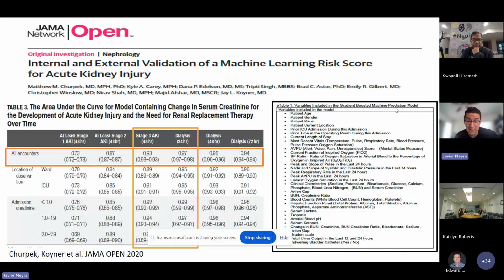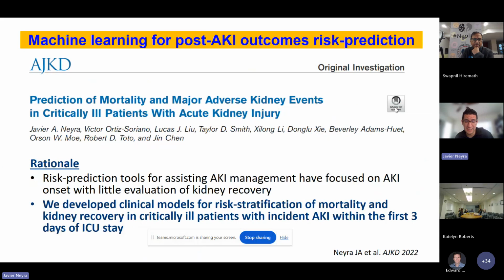Because you can have a very good model, but can you show that you can intervene in a reasonable time frame to mitigate the progression or the occurrence of AKI? That's kind of the goal of these studies.